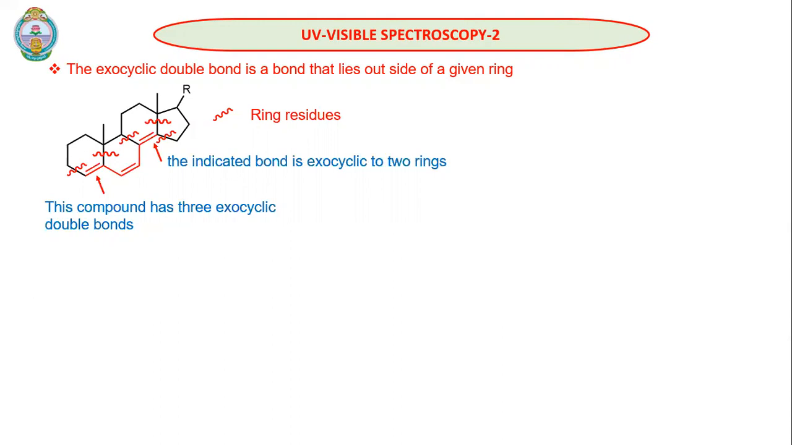What are ring residues? Alkyl substituents which are present on the parent system, and if they are part of a ring, then it is called a ring residue. So see this substituent, it is part of this ring, so it is a ring residue. This substituent, it is a part of a ring, so it is again a ring residue. Similarly, this substituent, it is a part of a ring, so it is a ring residue. Similarly, this one and this one. Now, when we identify the parent system, then it is easy for us to identify the ring residues.